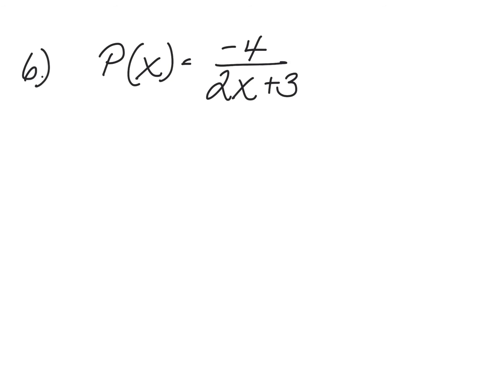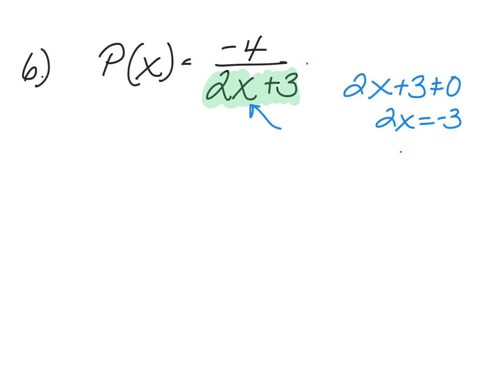All right, last one we're going to look at here is p of x is equal to negative 4 over 2x plus 3. So here I've got a denominator. So I'm thinking, okay, what's going to cause a problem here? Some of you are quick with your mental math and might see that it's negative 3/2. If you can't see that, take your whole denominator and say it can't equal 0. So we subtract 3 and then divide by 2, and I get x cannot equal negative 3/2.